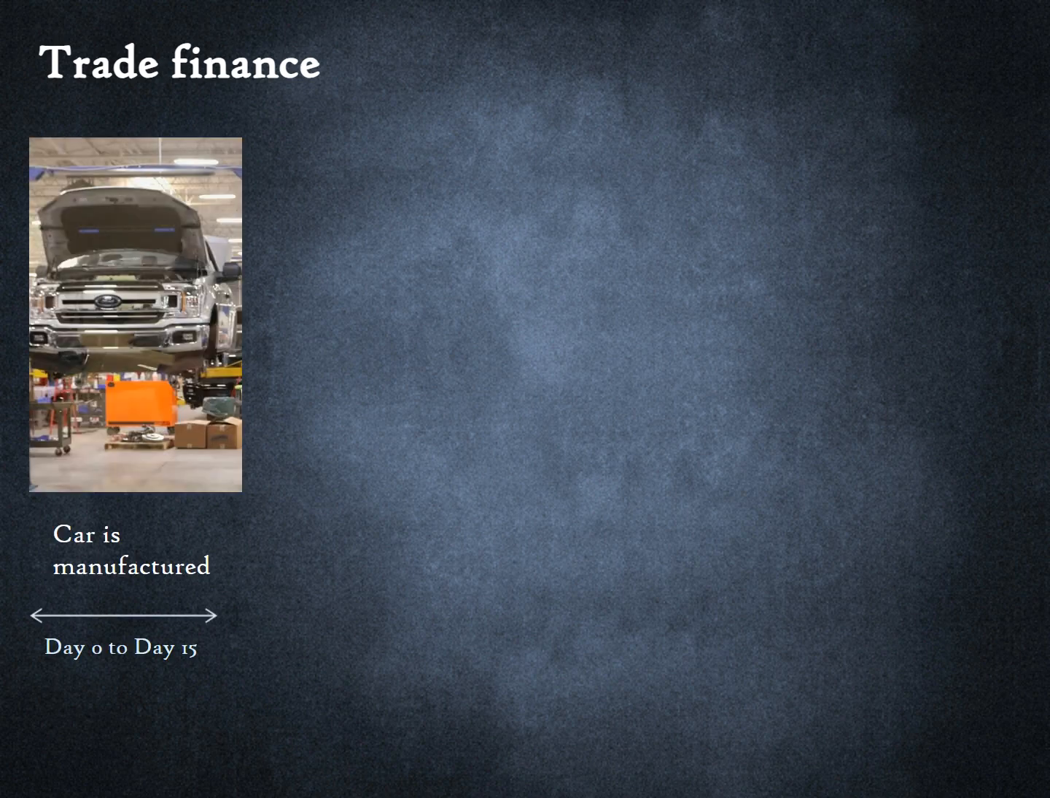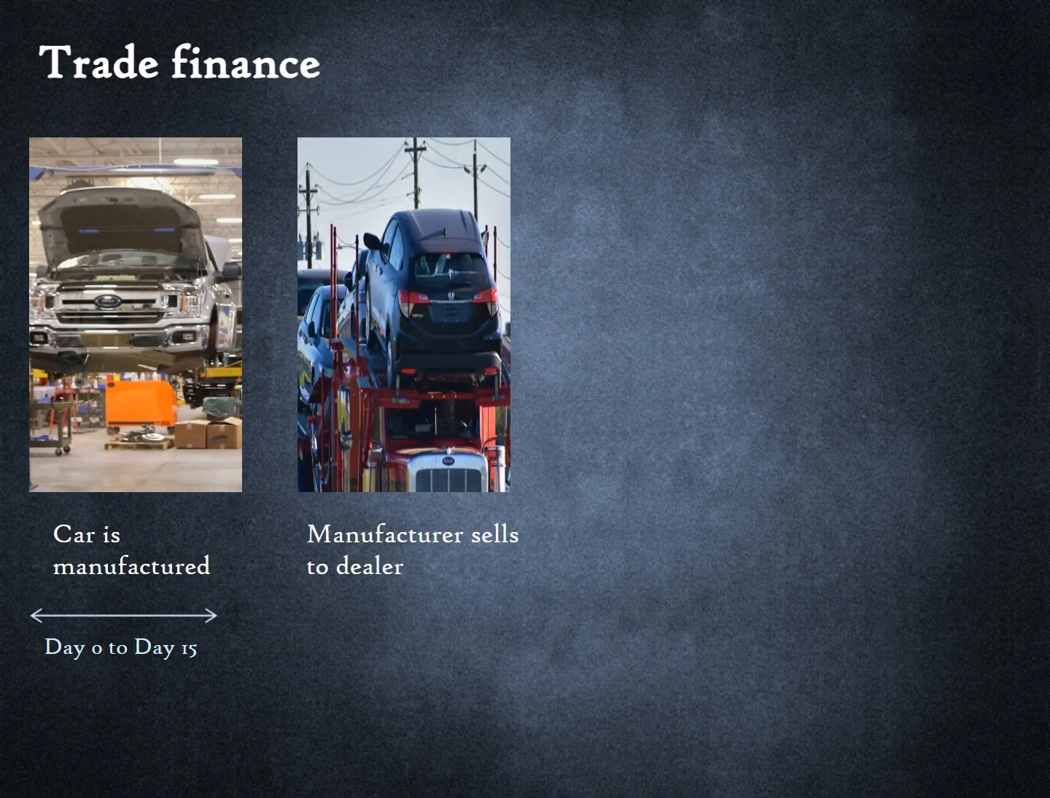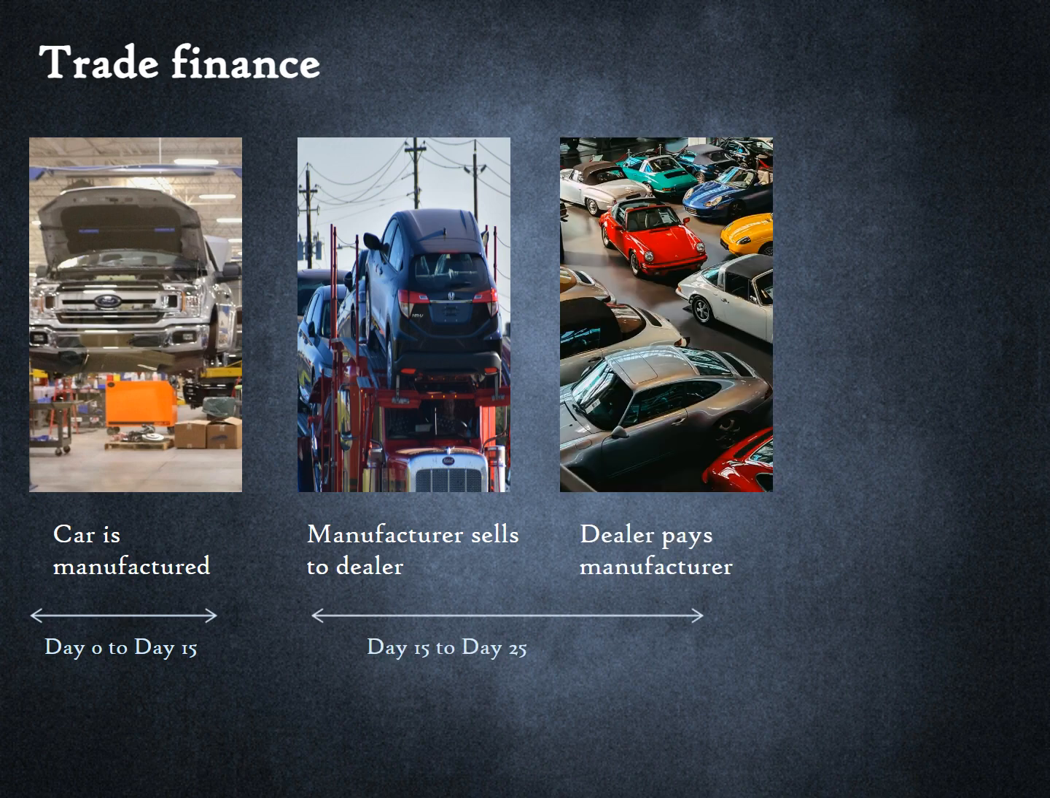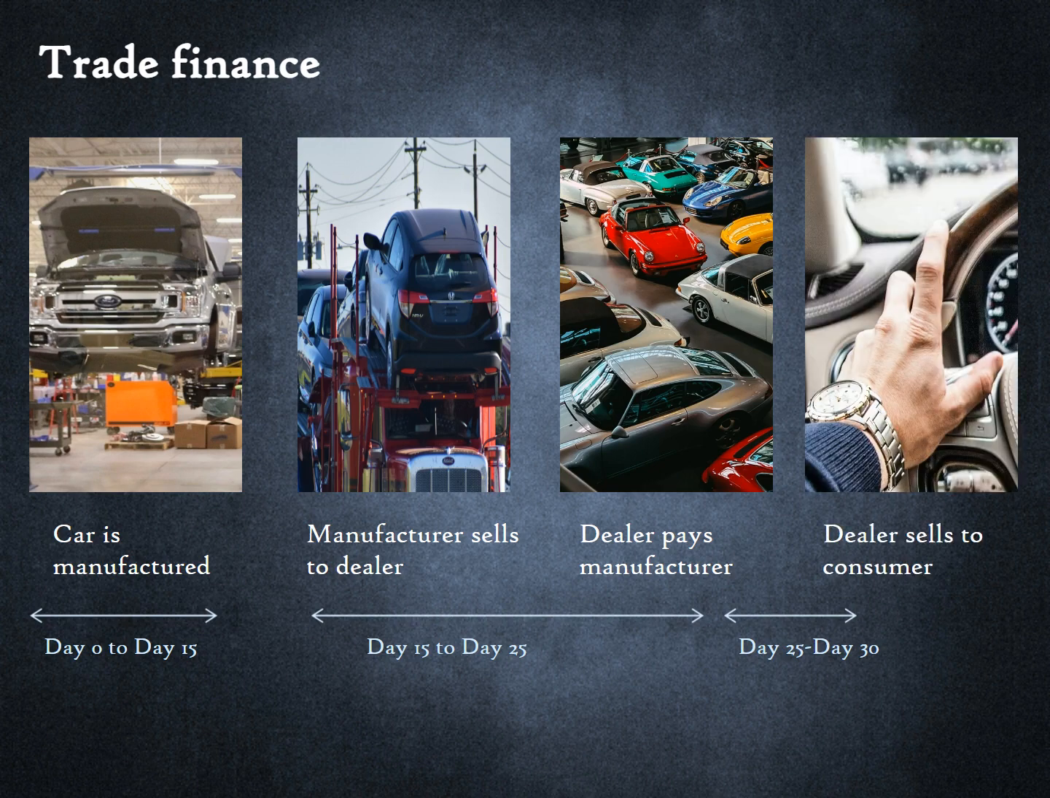Trade finance is a highly specialized product category within wholesale credit. To understand trade finance, we will go back to the order-to-cash cycle of a business. Consider an automobile manufacturer that takes 15 days to assemble a car. The manufacturer then sells to a car dealer. The dealer pays the manufacturer 10 days after the sale. Finally, the dealer keeps the car in his showroom for 5 days, after which he sells to a consumer. The credit requirements of the manufacturer for the first 15 days is addressed by a C&I loan.